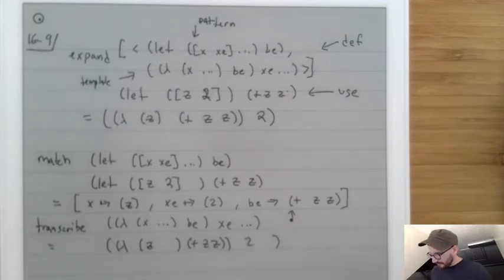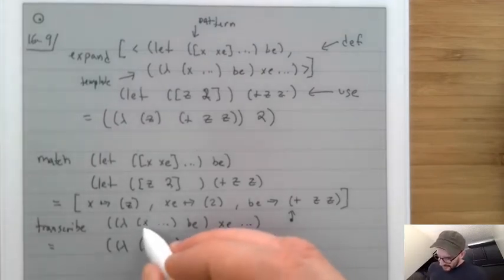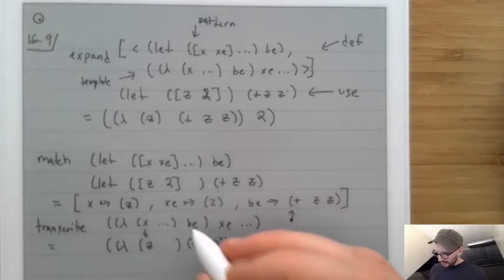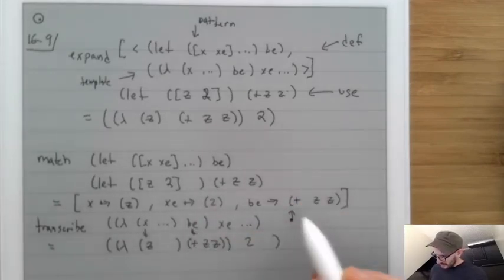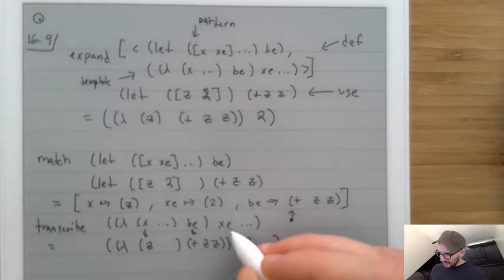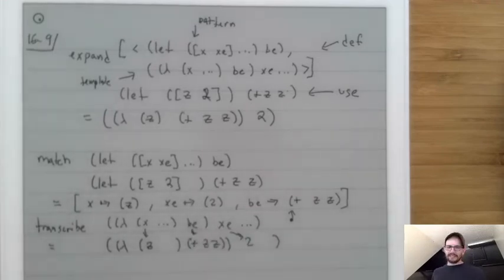2. So notice that what it did is it found this x right here and replaced it with z, because that's what the environment said. It's going to find this be and replace it with plus zz, because that's what the environment said. It's going to find this xe and replace it with 2, because that's what the environment said.